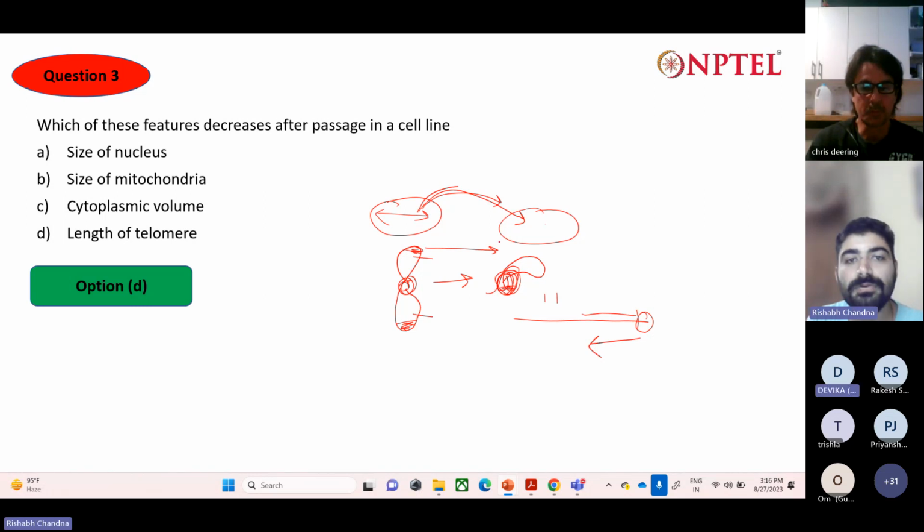Okay. So can you repeat what is passaging? Oh, sorry. So this is fine, that is how telomere length decreases.